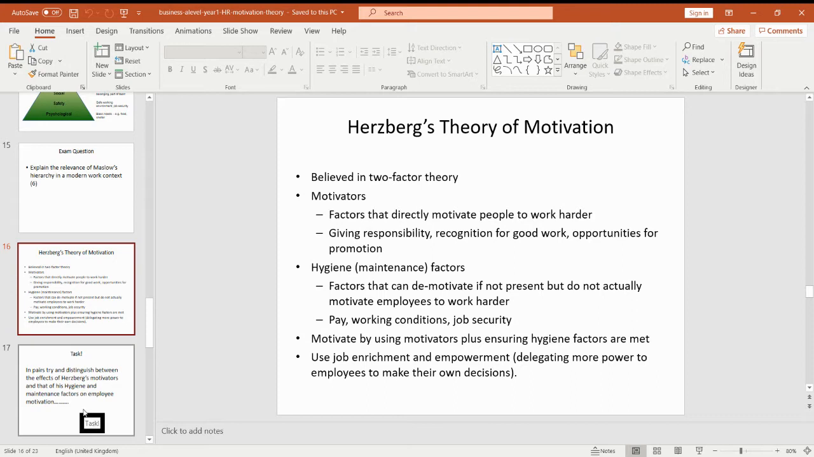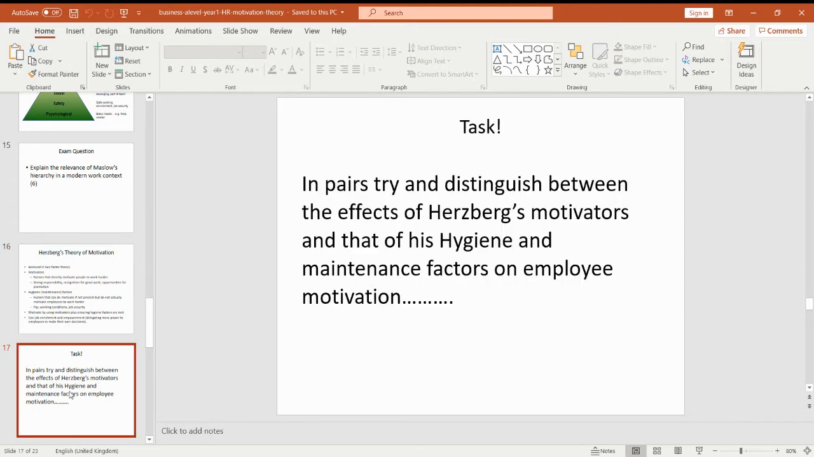Okay, what I'd like you to do now is think about the difference between each of those on employee motivation. Obviously, you can't do this in pairs, but are the motivators likely to have more of an impact than the hygiene, or vice versa? And if so, why? So pause the video now and have a go answering that task.